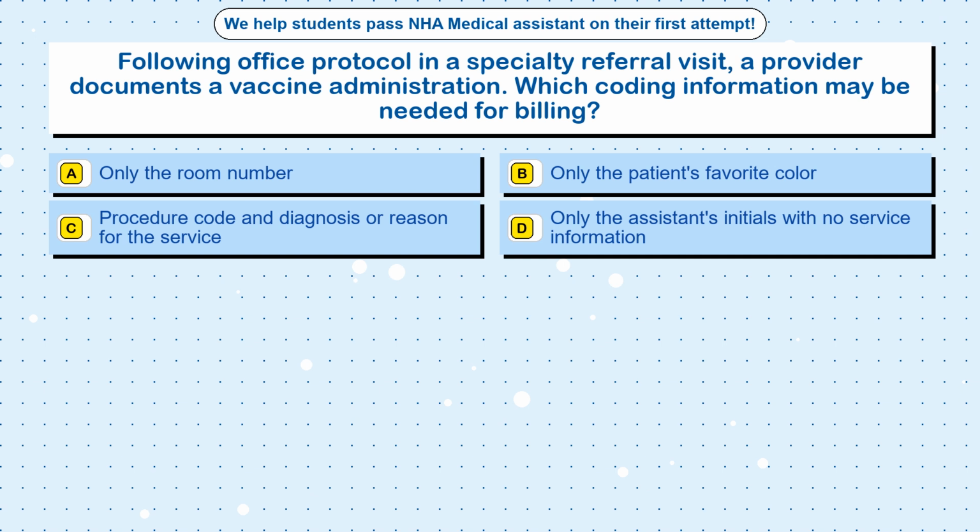Question 80. Following office protocol in a specialty referral visit, a provider documents a vaccine administration. Which coding information may be needed for billing? Option A. Only the room number. Option B. Only the patient's favorite color. Option C. Procedure code and diagnosis or reason for the service. Option D. Only the assistant's initials with no service information.